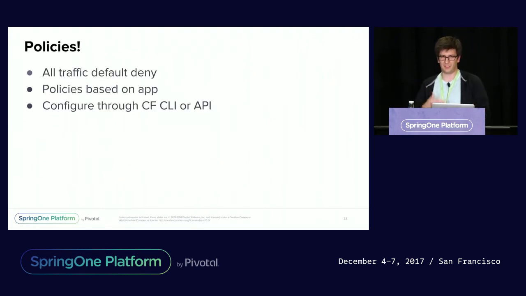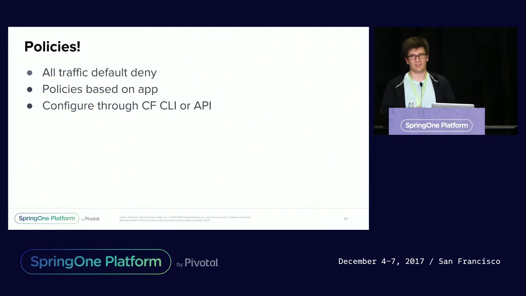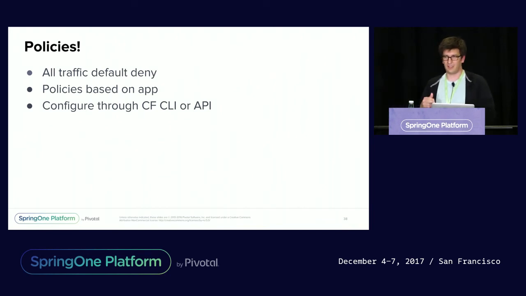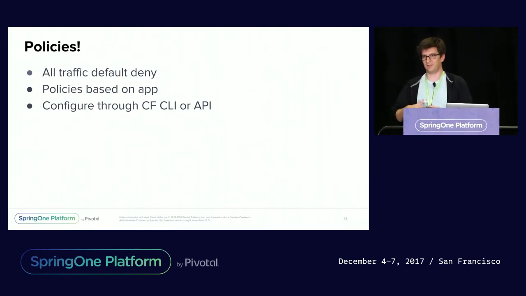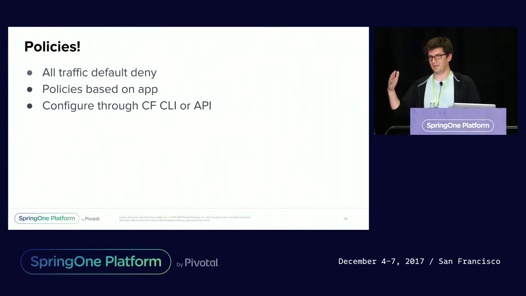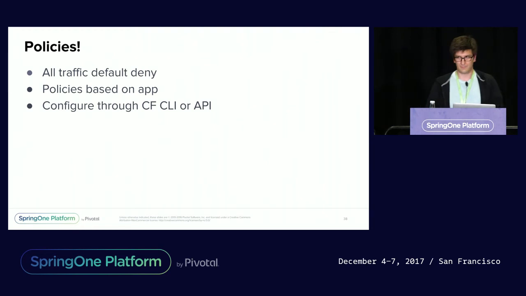Just to reiterate, the policies, all traffic is default deny. So you would have to whitelist the applications to reach each other. The policies are based on applications, not containers. So you don't have to think about IP addresses. In fact, we don't want you to think about IP addresses. Think about allowing traffic from one application to another, and as you scale your applications, the policies that are implemented under the hood in iptables will be handled for you.